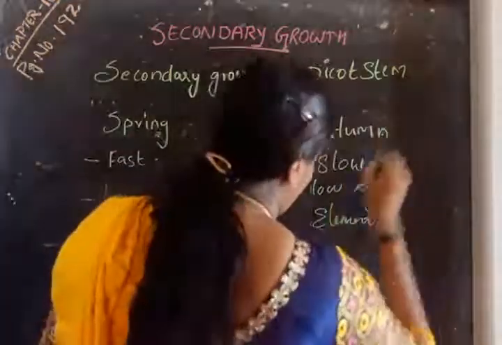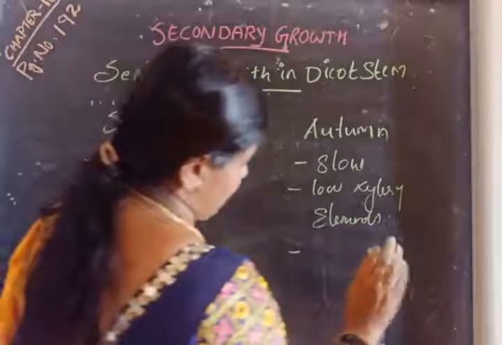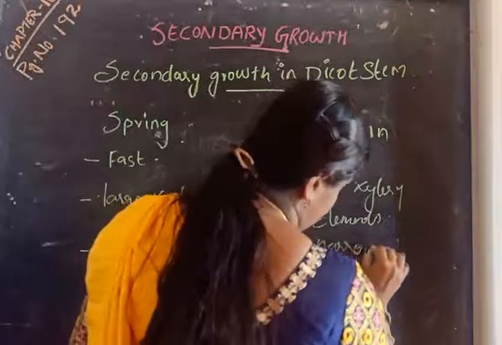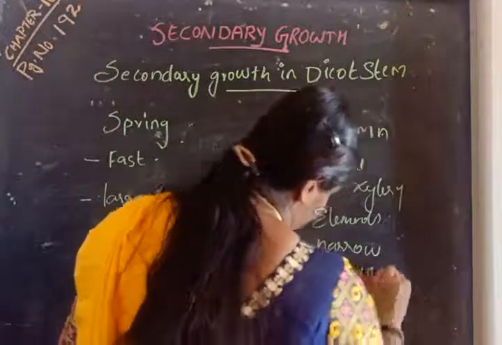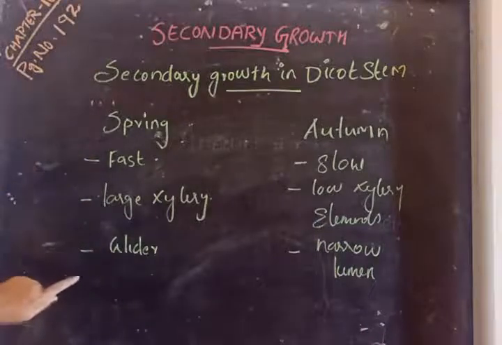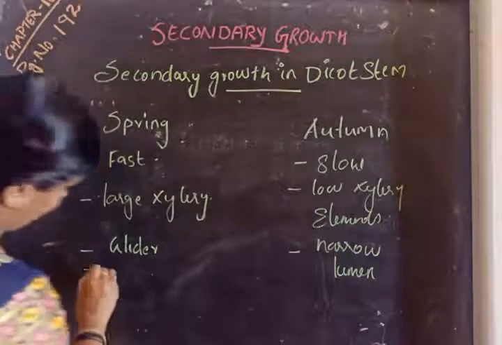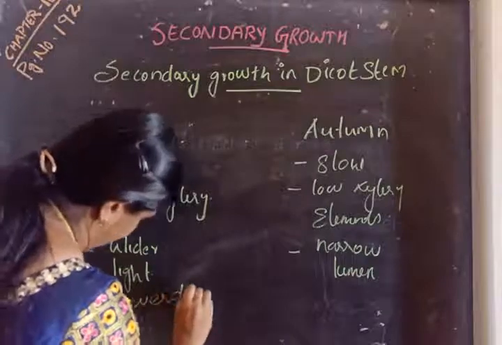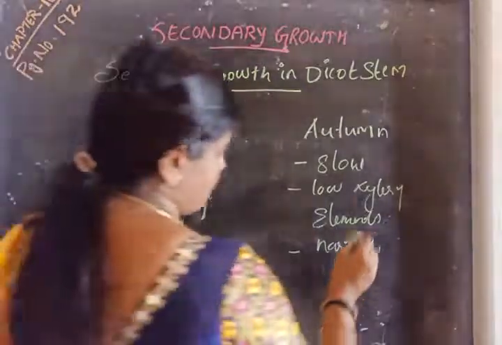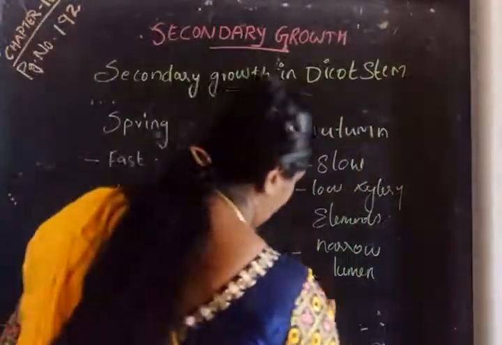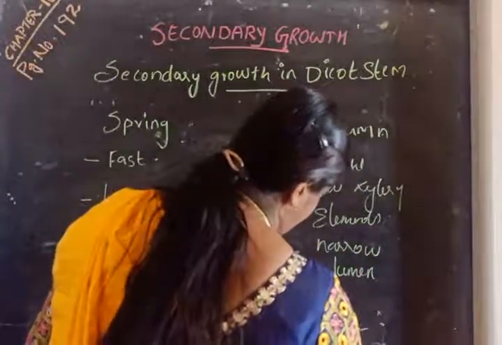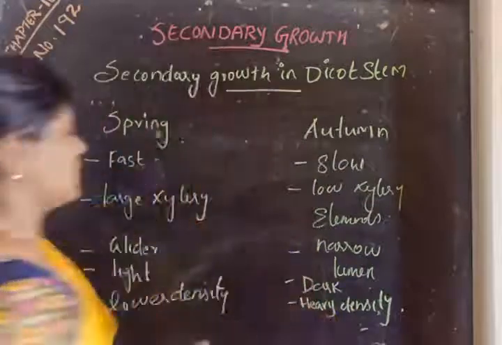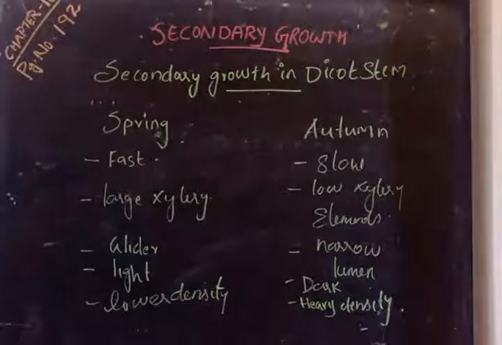whereas in autumn wood, the xylem tracheids and vessels have a very narrow lumen. And also in spring wood, the wood is lighter in color and also lower in density. Whereas compared to spring wood, the autumn wood is dark and of heavy density. So, these are the differences between spring wood and autumn wood.